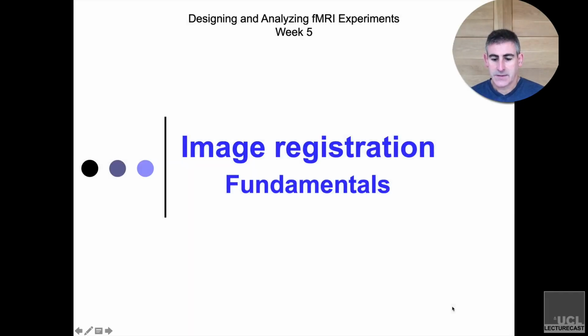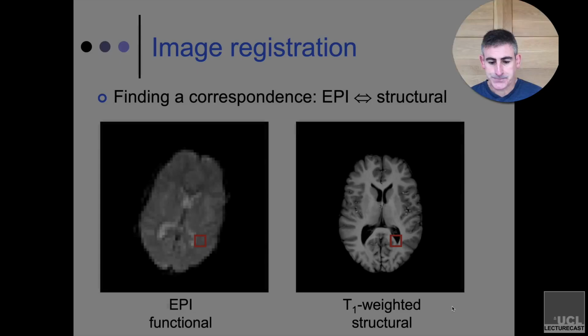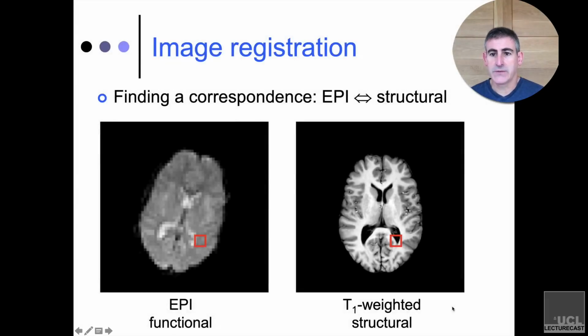So, to get into the fundamental issues associated with image registration this week, we're going to start by noting that for any 2 fMRI or MRI images that we collect, you need to find a correspondence between them if you want to do anything to link the 2 up.